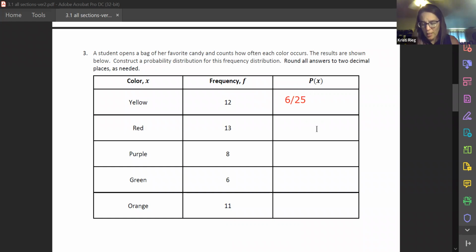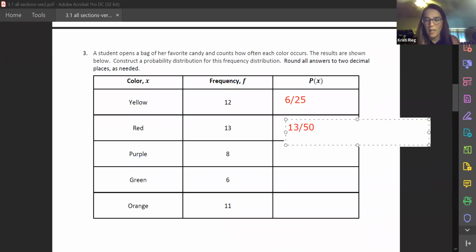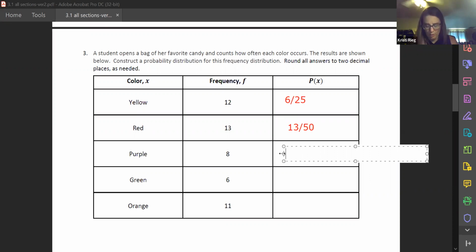All right, 13 over 50. I reduced it on my calculator. It is what it is. You might have already known that 13 over 50 didn't reduce because 13 is not even. So there we go, 8 over 50. That sounds like it will reduce. 8 over 50. Hit enter on my calculator.